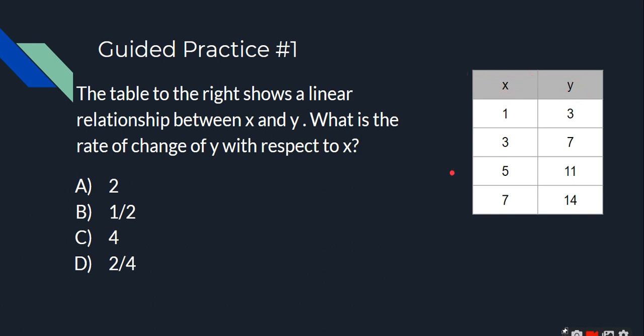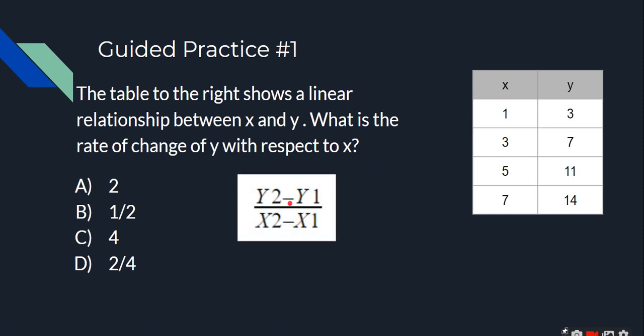And the best way to solve this, once we have a graph and we have our points, is y2 minus y1 over x2 minus x1. That's the best way to solve these problems that we're going to be using today. So let's see how this works.